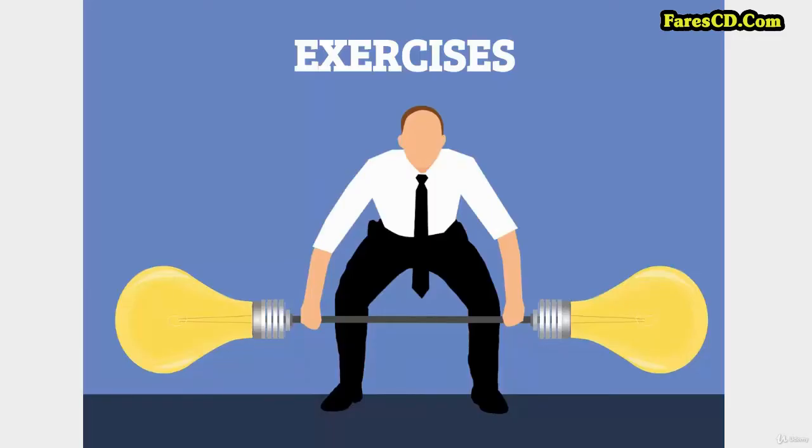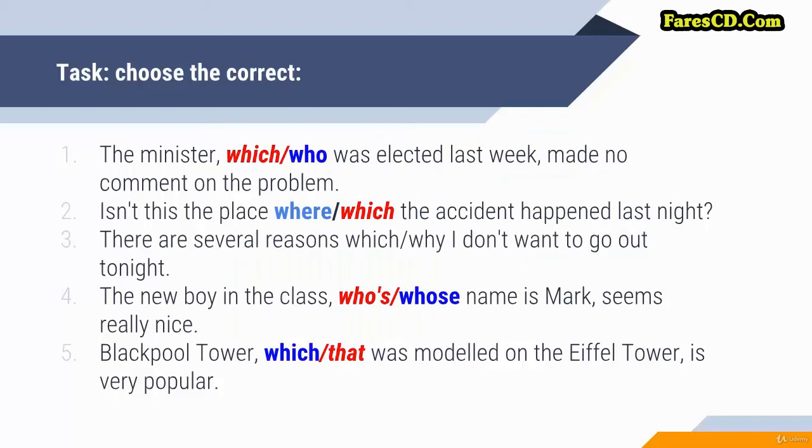And we are doing exercises because this is one of those grammar structures which can be learned and understood in context only. The PDF you are checking, you are doing, and we are checking together now. The first one, choose the correct. The minister who was elected last week made no comment on the problem. Which or who? Obviously who. Who is used for people. Which is used for things.